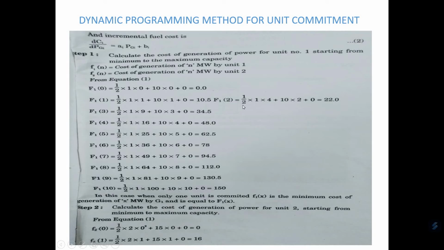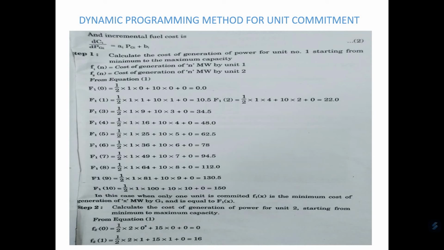Similarly F1 of 2, that is just consider PG1 is equal to 2 in the above equation. In this equation you will get 22. Similarly the cost of generating 3 megawatt by the first unit is 34.5, the cost of generating 4 megawatt by the first unit is 48 rupees per hour. Then F1 of 5 is 62.5, up to F1 of 10, that is the cost of generating the entire 10 megawatt by the first unit, which is rupees 150.